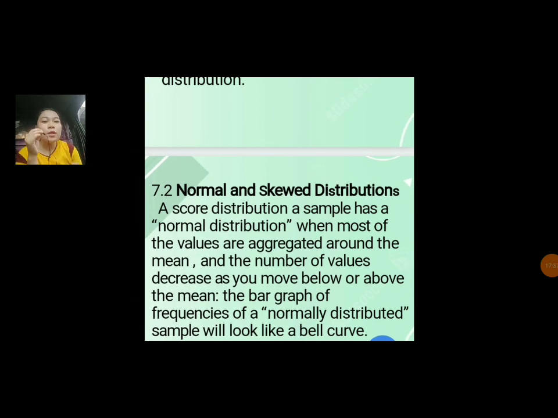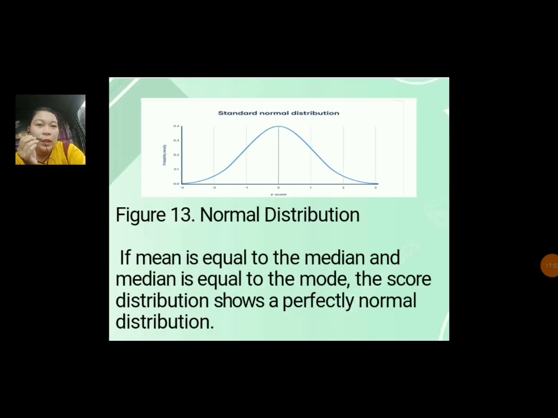A score distribution in a sample has a normal distribution when most of the values are aggregated around the mean and the number of values decreases as you move below or above the mean. The bar graph of frequencies of a normally distributed sample will look like a curved bell, like this. So this is called a normal distribution.